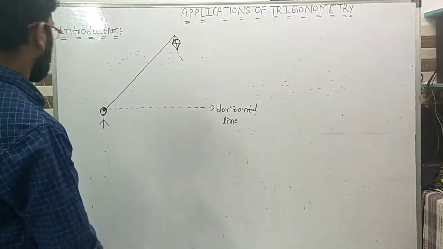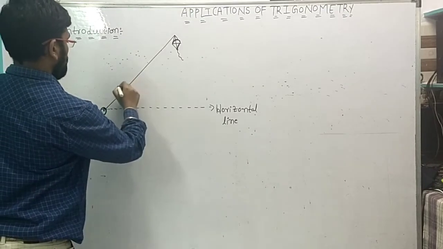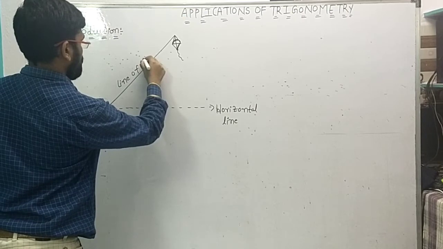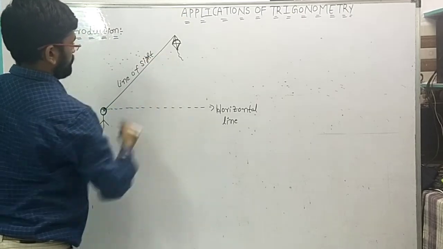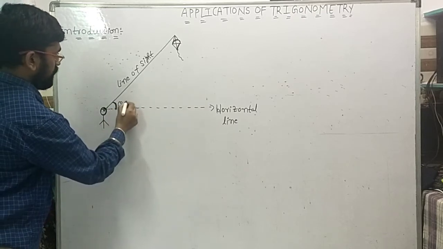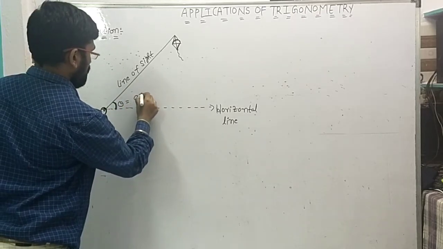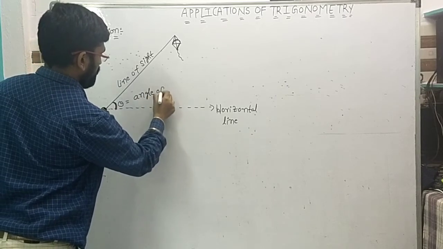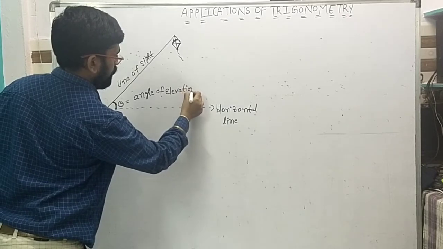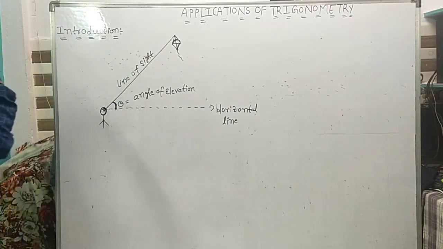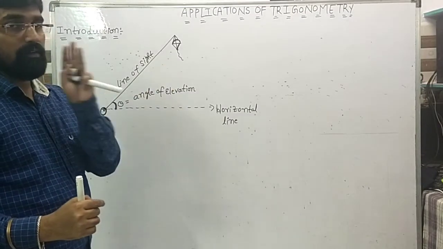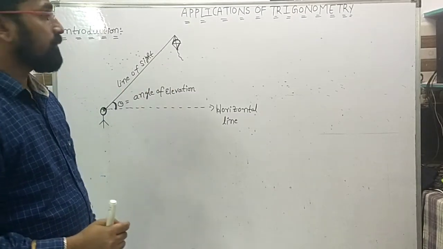Next, this is called the line of sight. The angle with respect to the horizontal line, theta, is called the angle of elevation. When the person is seeing from normal eyesight upwards, it is called the angle of elevation.